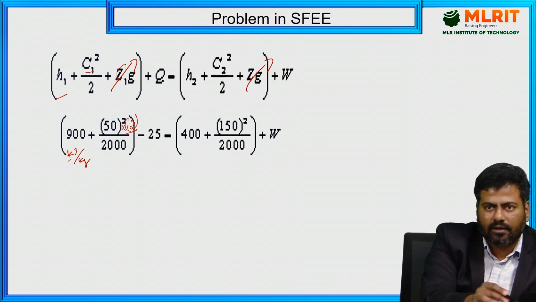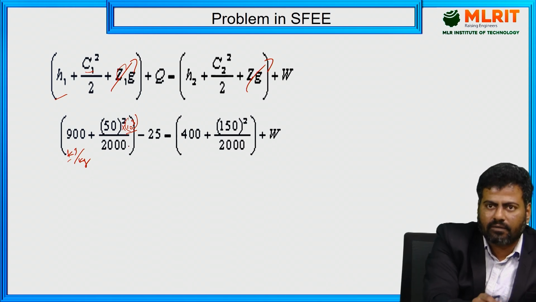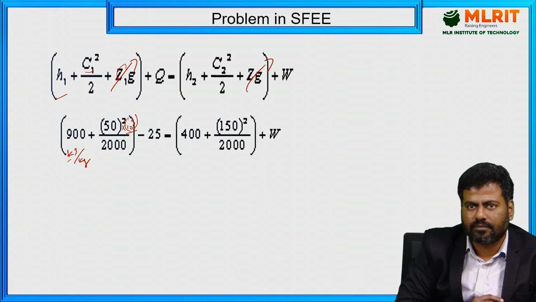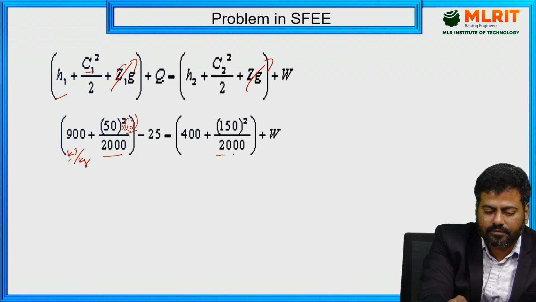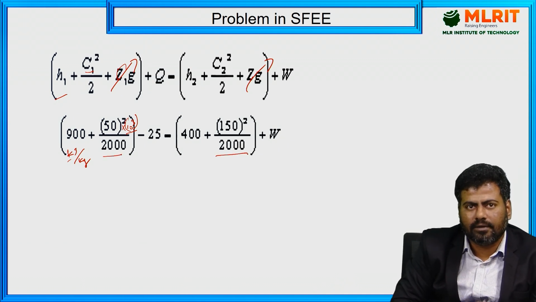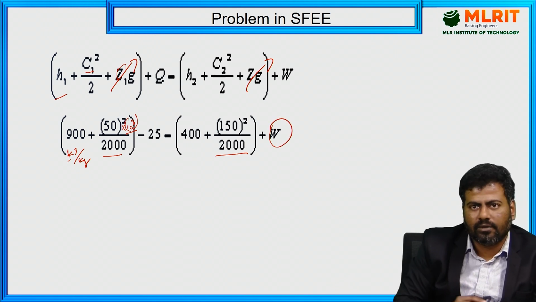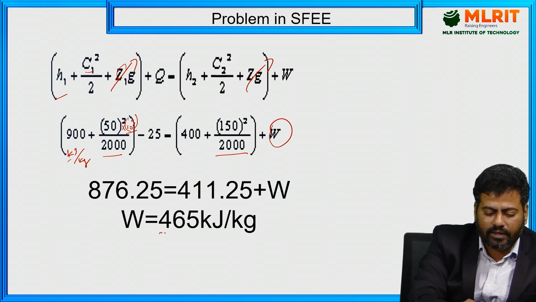I can take common parameters now and sum up all these things. Now I have kilojoule per kilogram here and kilojoule per kilogram here. If enthalpy is in kilojoule per kilogram and the other is in joule per kilogram, we can't sum them up. That is why we used that conversion. That is why we have 2 into 1000, which is why 2000 they have given. Got it? So with this, I can get the unknown, W. If I solve the problem, I'll get W equal to 465 kilojoule per kilogram.